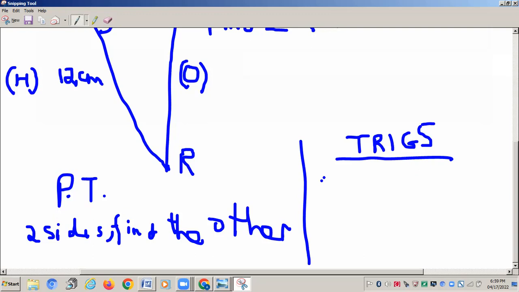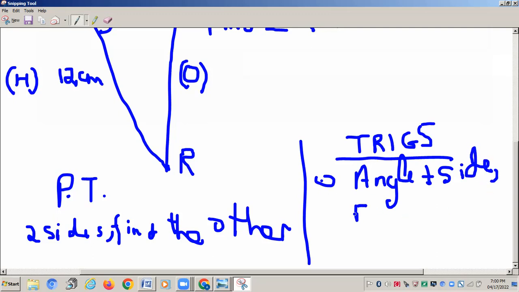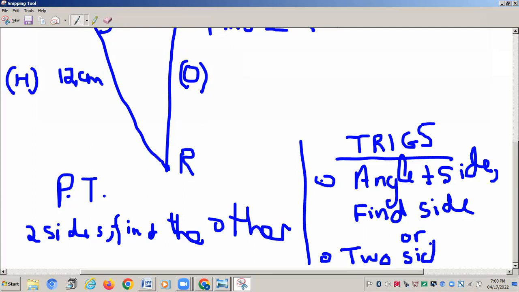With trig now, they give you an angle and a side, and when they give you an angle and a side, you're supposed to find the other side. But if they give you two sides, it's an angle they want you to find.